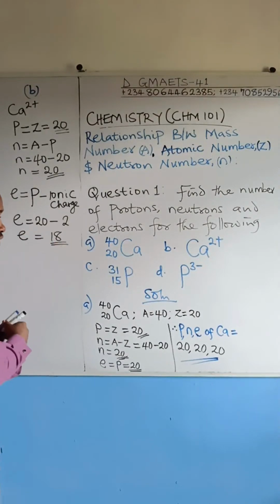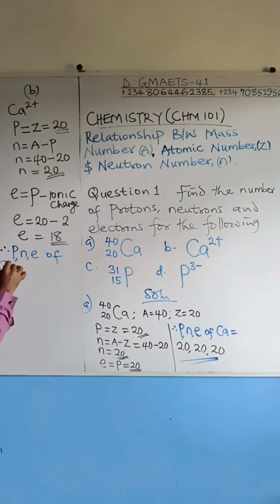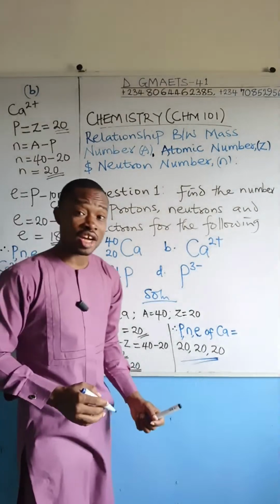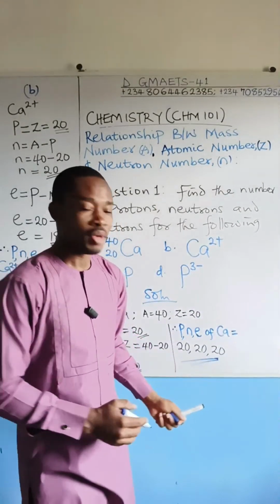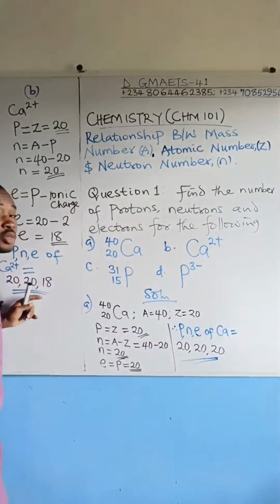This is interesting. Concluding, therefore, protons, neutrons, and electron of calcium ion: the proton is 20, the neutron is 20, and then what did we find out about the electron? 18. Which, of course, makes a difference between the ionic form of calcium and the atomic form of calcium. You notice that the electron number has been affected.